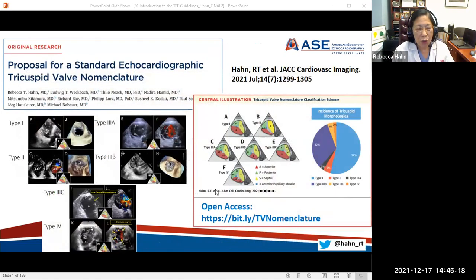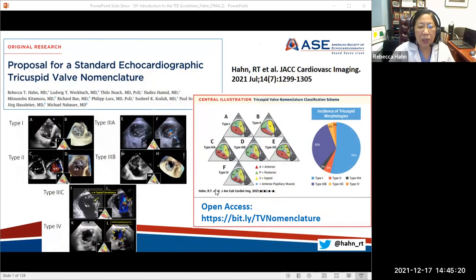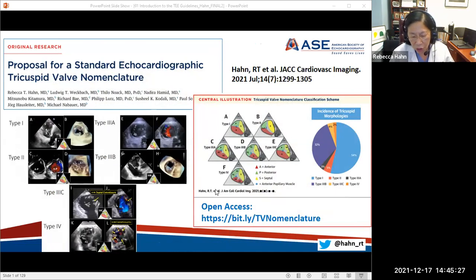The one other thing we know about the tricuspid valve is that it's highly variable. This is a study that we did with 576 patients from 4 different sites, 2 in the US, 2 in Germany.